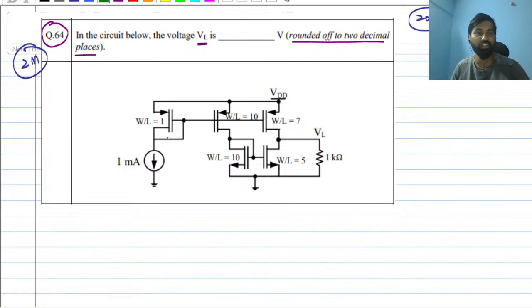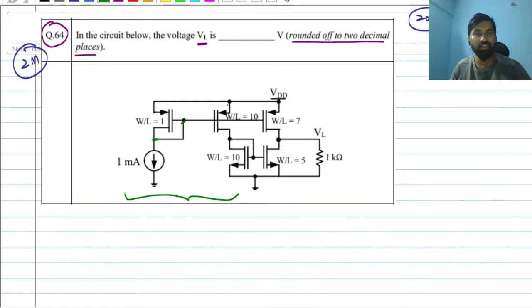look at the first transistor here. You can see this is the gate and this is the drain. Gate and drain connected means it is in saturation. If you see just this first part of the circuit, that is going to be a current mirror. So 1 milliampere is flowing through this first transistor.